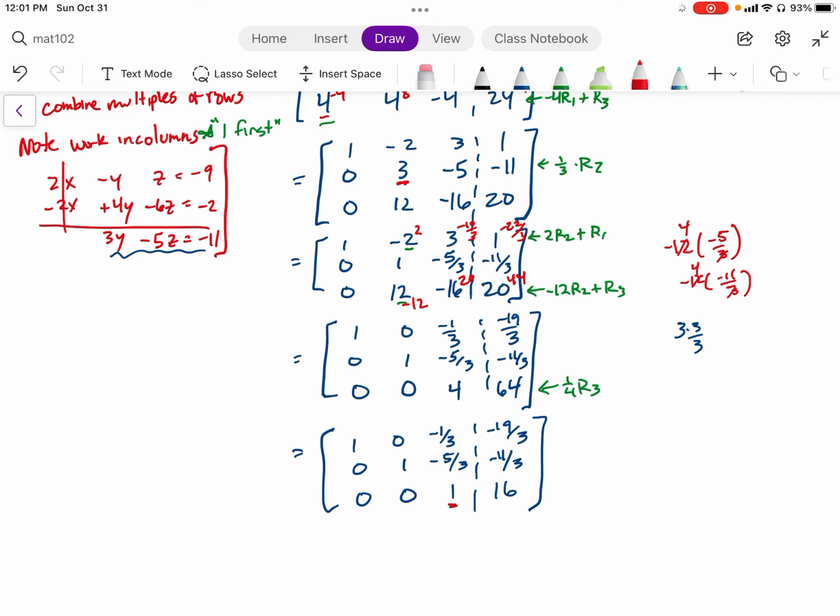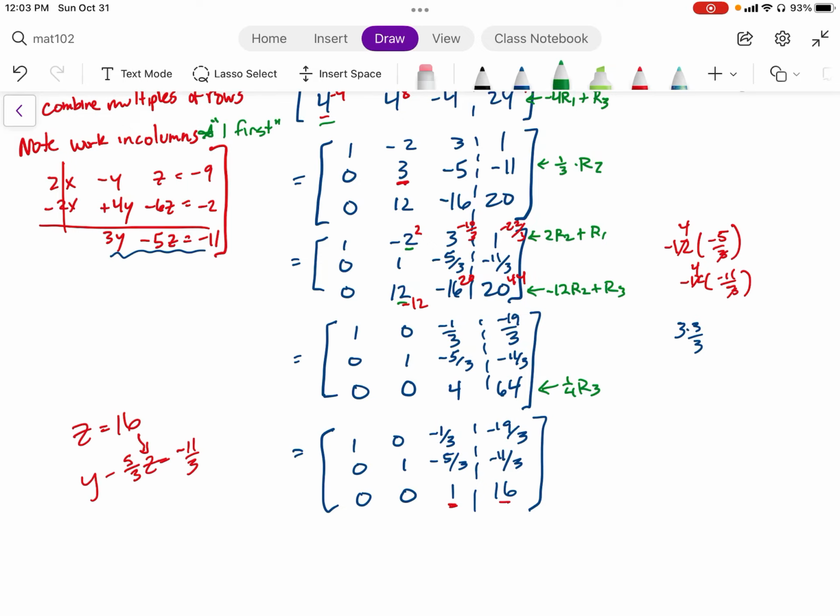Right here, I know Z is 16, right? But we're doing a matrix. I want to go the whole way. Like, let's finish this matrix and get reduced row echelon form. So why I did write this, though, is you could go back and substitute, right? On the next line, if I know Z, I have Y minus 5/3 Z equals negative 11/3. I can plug that in and find Y. But we're going to take it the whole way.